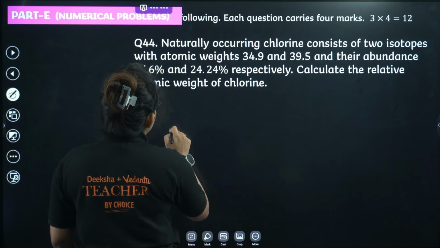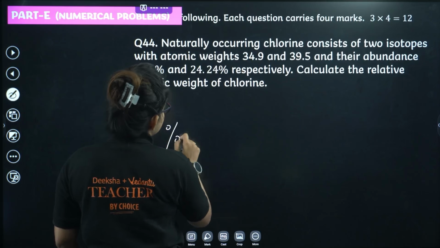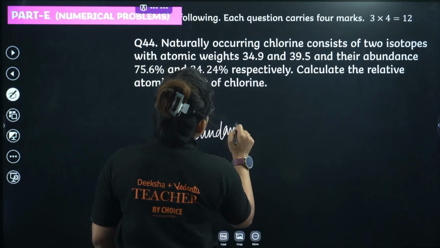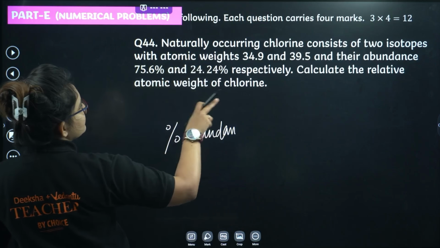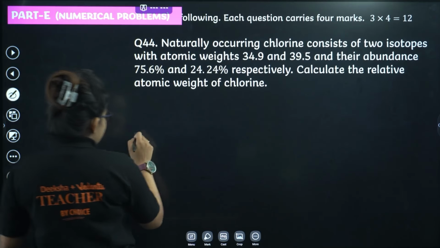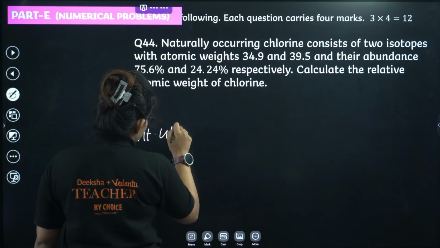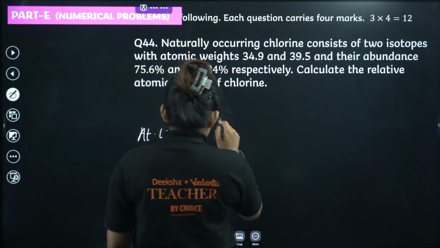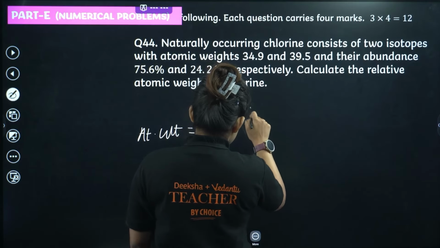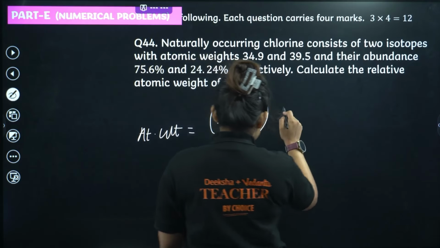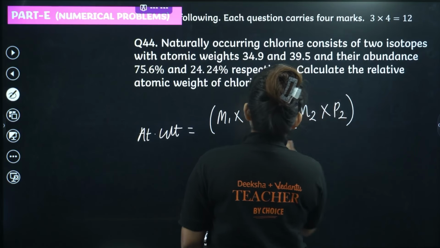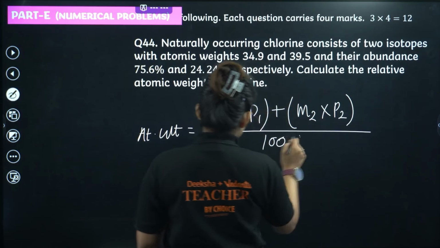If I want to find out the percentage abundance, wait, what are they asking? Calculate the relative atomic weight, sorry. So I have to find out the atomic weight. So what is the formula? That is basically mass of the first isotope into percentage abundance plus mass of the second one into percentage, divided by 100. Let's put the value.